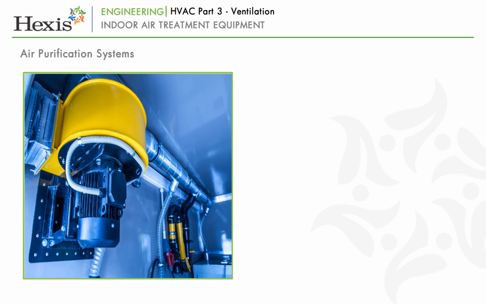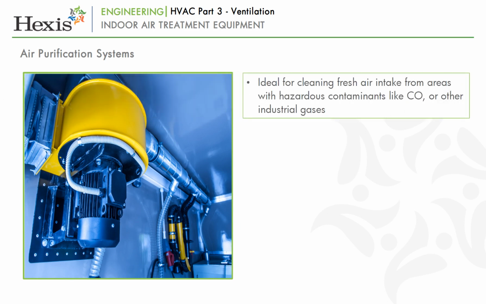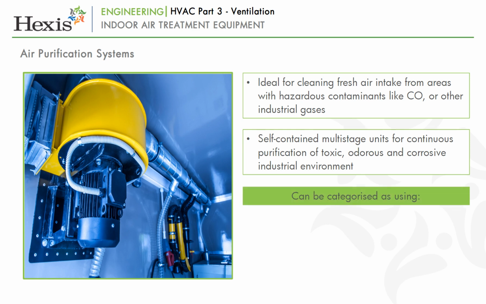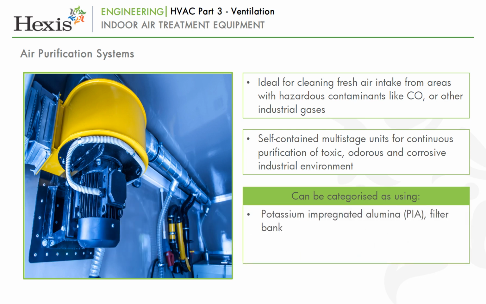Next, let's learn about air purification systems used in industries. These systems are ideal for cleaning fresh air intake from areas with hazardous contaminants like CO or other industrial gases. They are self-contained multi-stage units for continuous purification of toxic, odorous, and corrosive industrial environments. Air purification systems can be categorized as using PIA (potassium impregnated alumina), filter bank, activated carbon filter, and micronic filters.